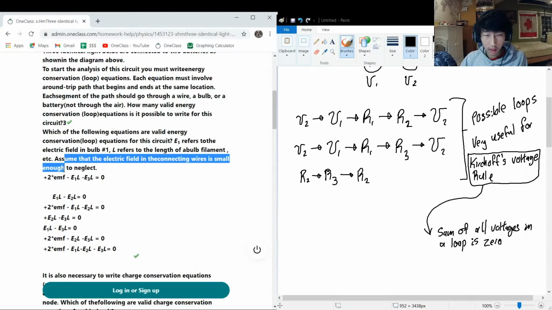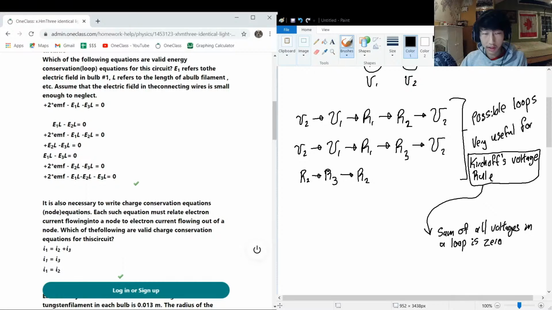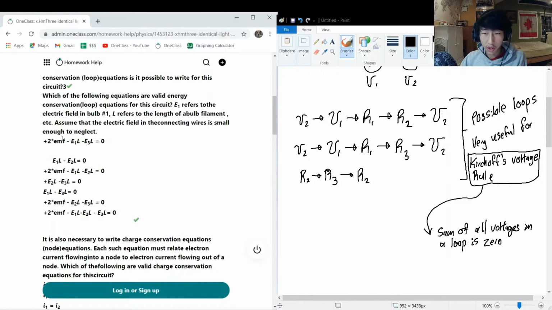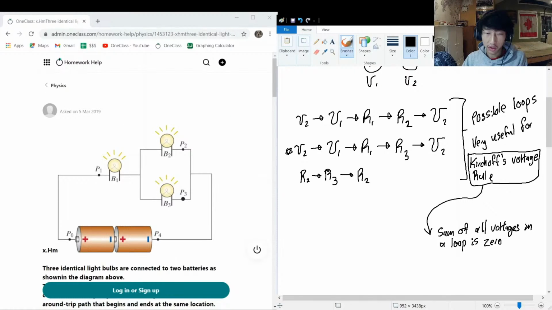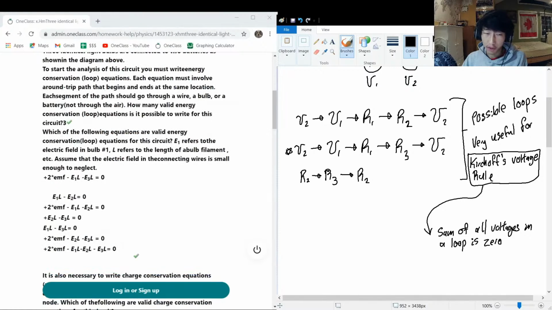The resistance of the connecting wires is small enough to neglect. Okay, for the connecting wires, that's cool. So which one of these would be legitimate loops? The EMFs are going to refer to the batteries. So the batteries, and then R1 and then R3. So that's one of them. That's identified. I guess it's kind of like a multiple choice situation. Then we have R1 and R2, assuming this is R1 and R2, that would not make a legitimate loop. So that's disqualified. And then this one, subbing in R2 instead of R3, that's a perfectly legitimate one.